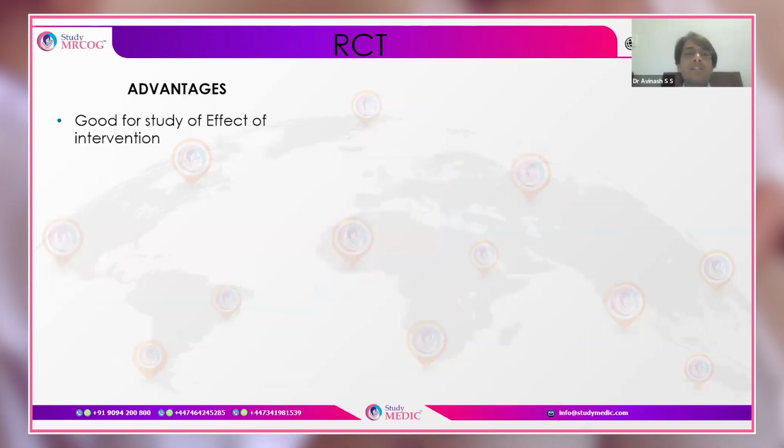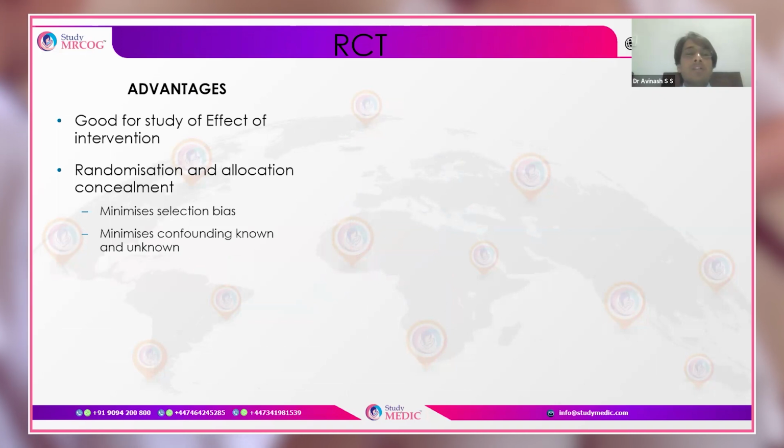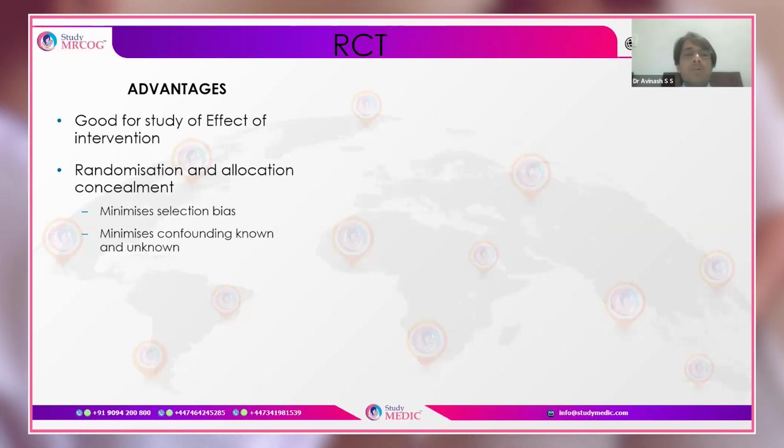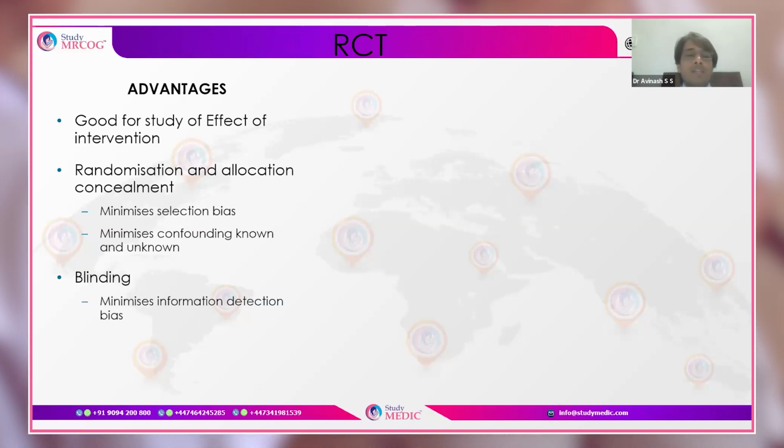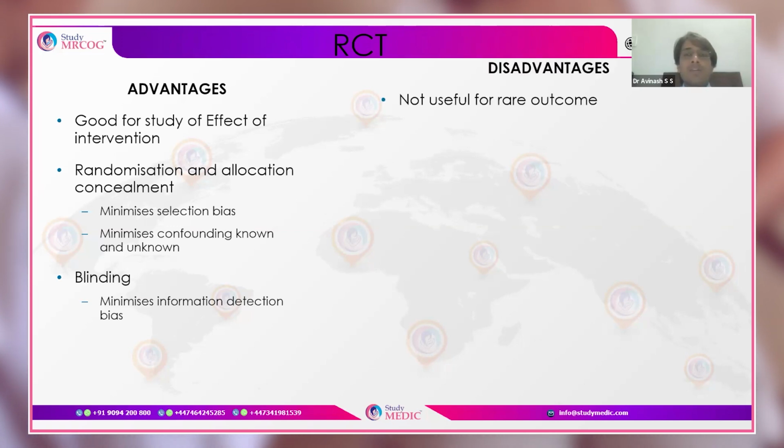The advantage of an RCT is that it is good for studying the effect of an intervention. Because it is randomized and allocation is concealed, the chance of selection bias is least, and it minimizes the confounding of known as well as unknown factors. Then there is blinding, which minimizes information and detection bias.